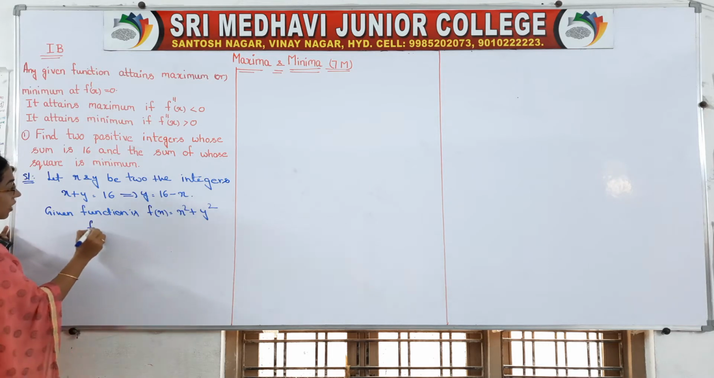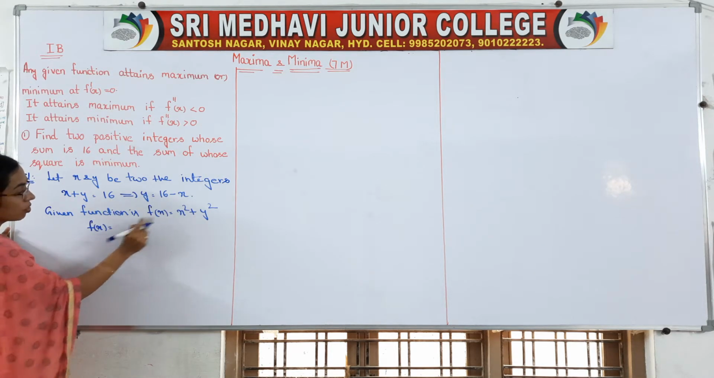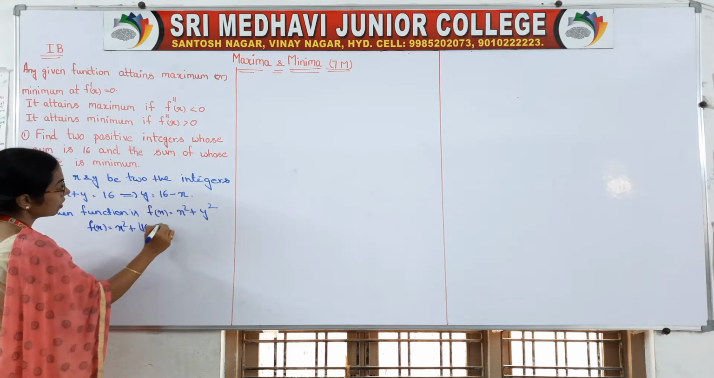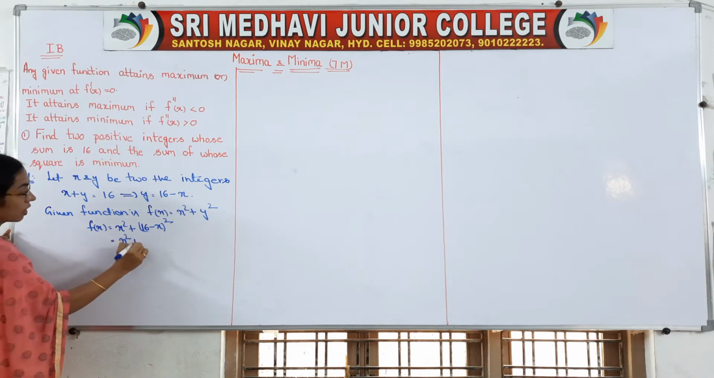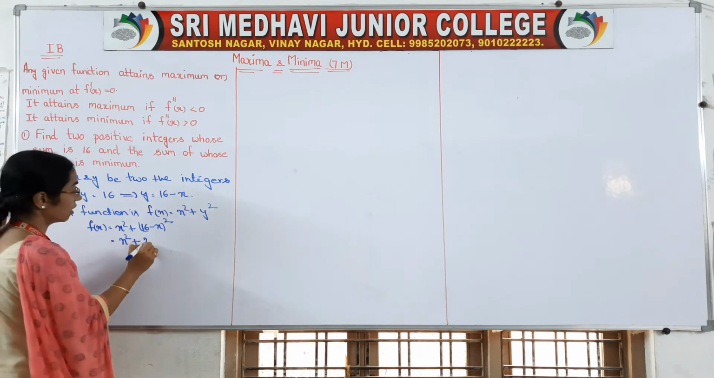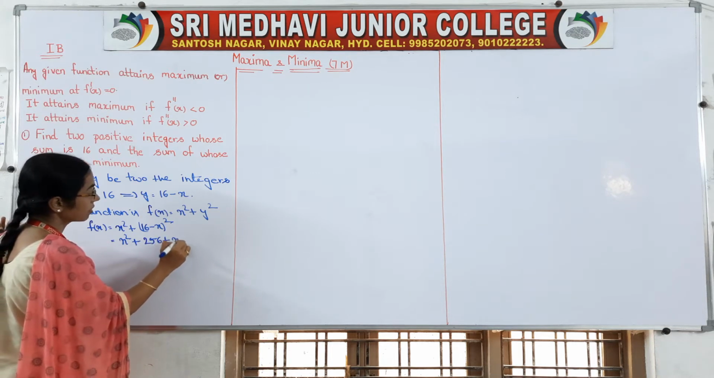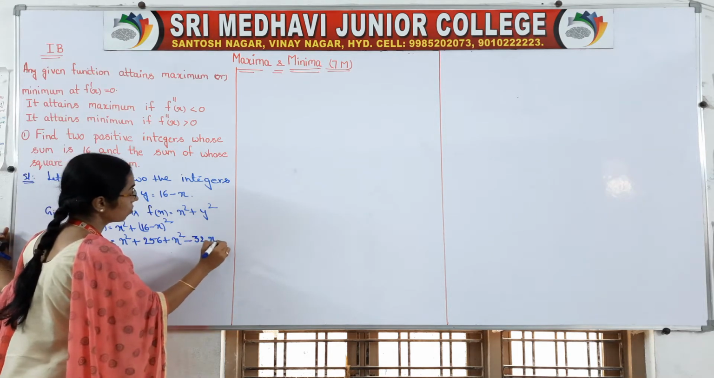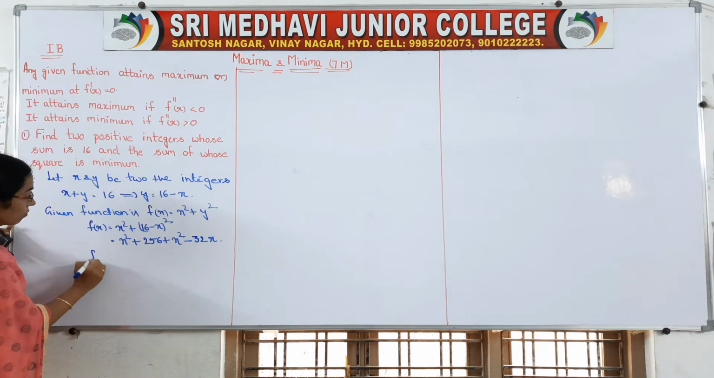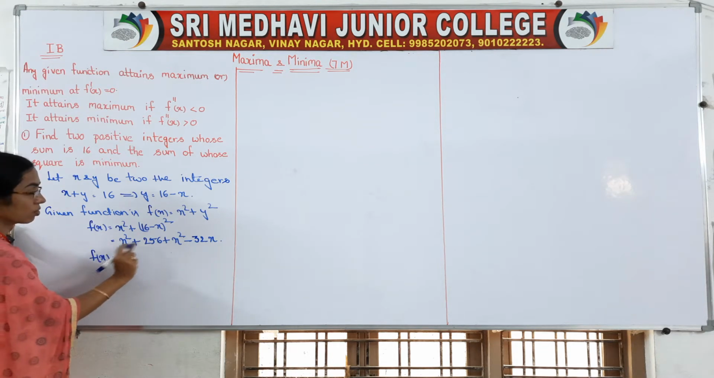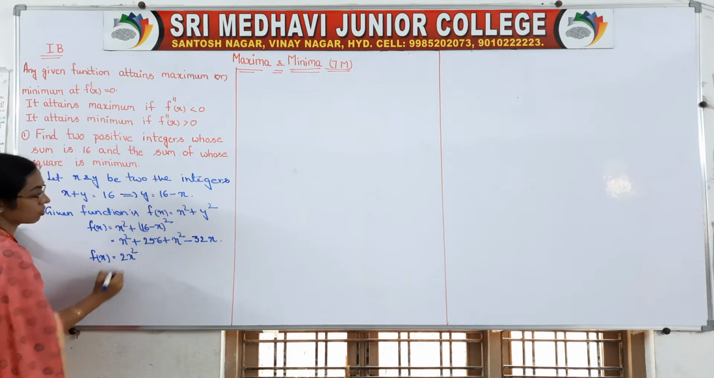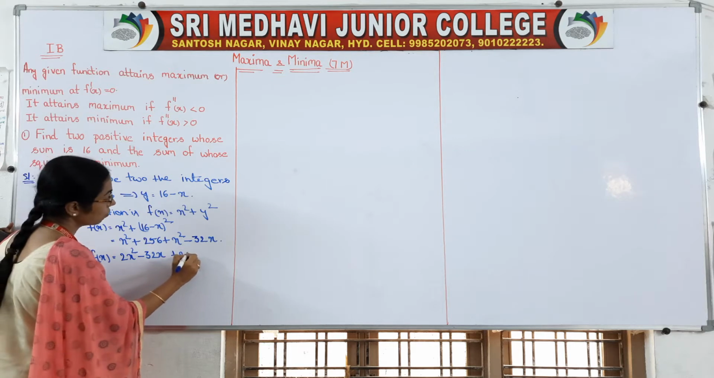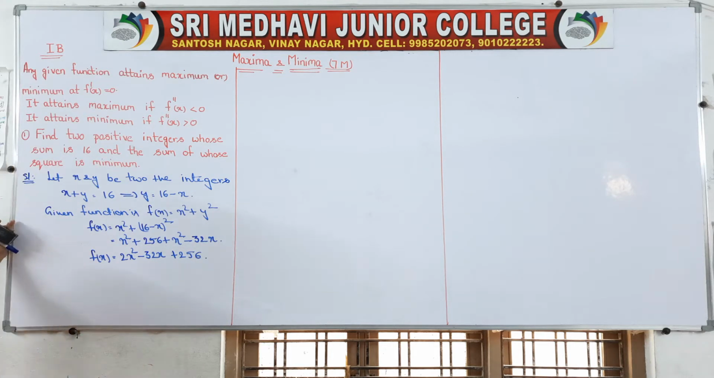So what is your f of x? F of x is equal to x square plus y, and y is 16 minus x whole square. So x square plus 16 square, 256, plus x square minus 2ab, that is 32x. Therefore your function f of x is equal to x square plus x square, 2x square minus 32x plus 256. This is your f of x.